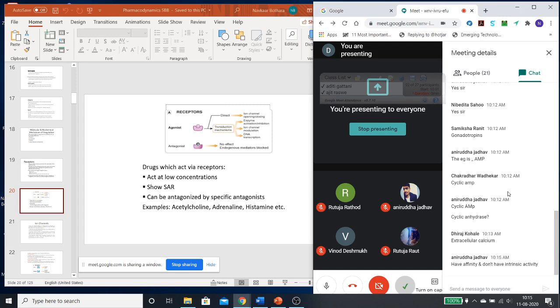Very good. So since they do have affinity but don't have intrinsic activity, they can just bind the receptor. But what will happen because of the binding with the receptor? They will not allow the endogenous chemicals, the endogenous hormones or neurotransmitters, to bind with the receptor, and if it is not able to bind, it will not be able to show the action. So this is how the antagonists, or the blockers, are used in therapeutics, and they are useful in pharmacology. So the drugs which are acting via receptors should be able to act at low concentration.